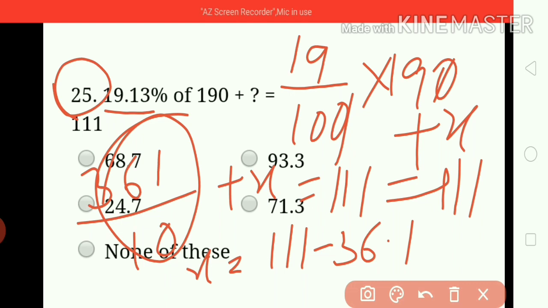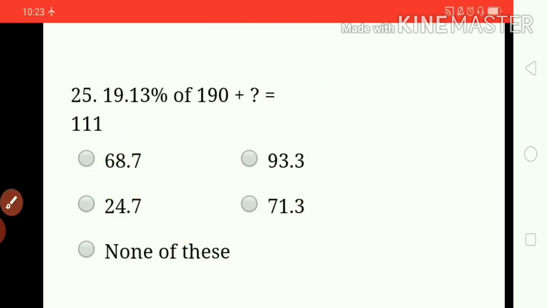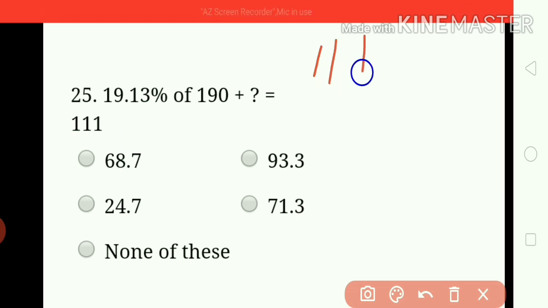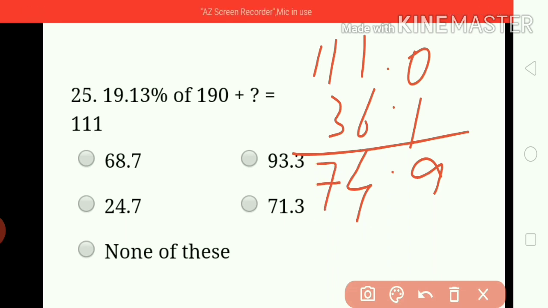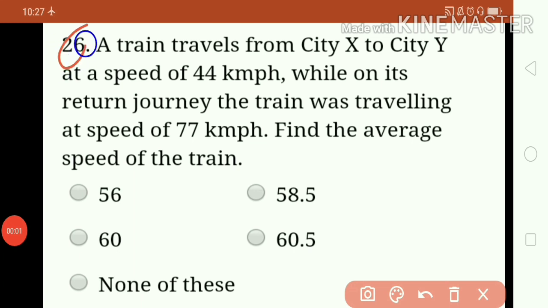Now do the subtraction. 111 minus 36.1. 10 minus 1 is 9. Here 10, 10 minus 6 is 4. Here also 10, 10 minus 3 is 7. Right? So none of these. Right? Now let's start question number 26.